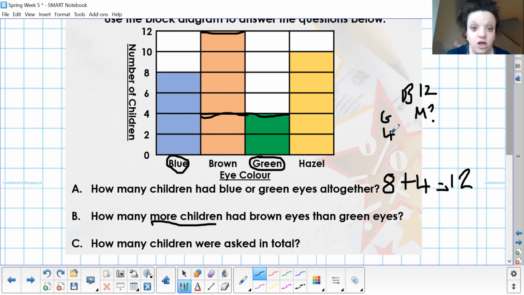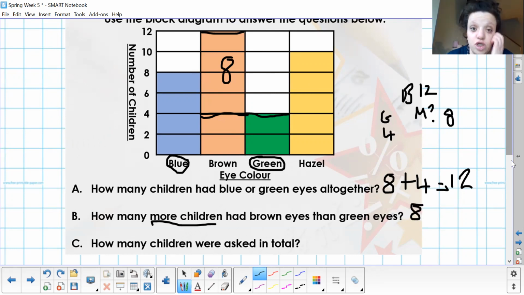So I could either do 12 take away 4, or I could count this extra bit. How much is this extra bit that goes on top? Let's go. 2, 4, 6, 8. So this bit here, the more bit than green, is 8, and 12 take away 4 is also 8. So I know my answer for this one is 8.